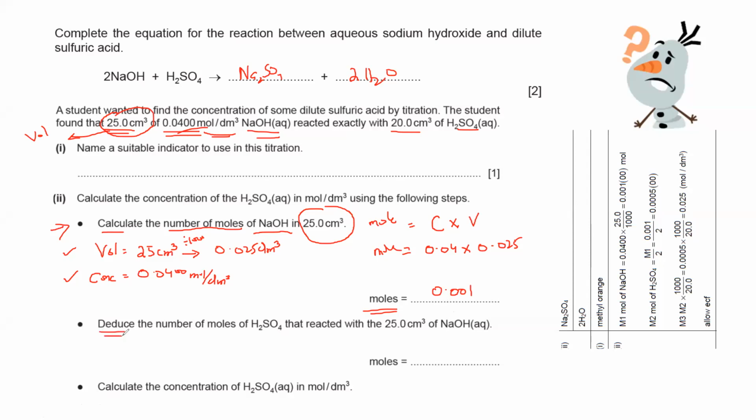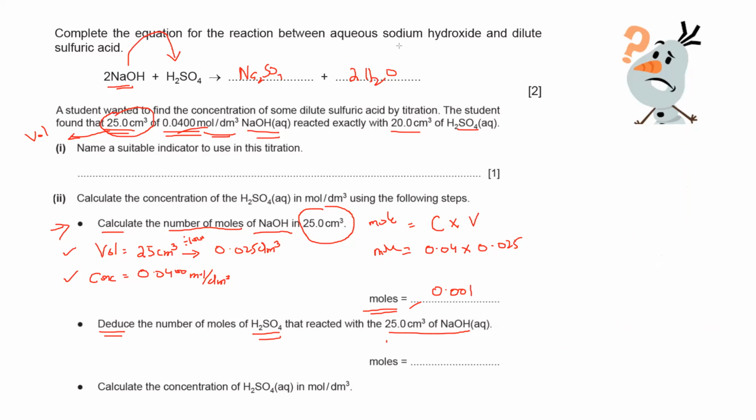The second part, deduce means find the number of moles of sulfuric acid that reacted with 25 cm cube of sodium hydroxide. So how we can work out the moles of sulfuric acid? Sulfuric acid means H2SO4. So we have the moles of sodium hydroxide and we need the moles of sulfuric acid. So what we can do for this part, we can use the ratio. So what is the ratio between sodium hydroxide and sulfuric acid H2SO4?